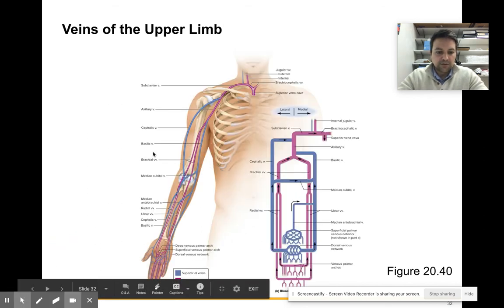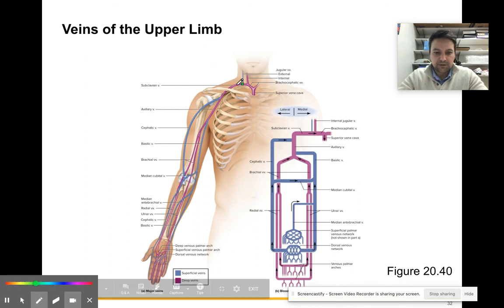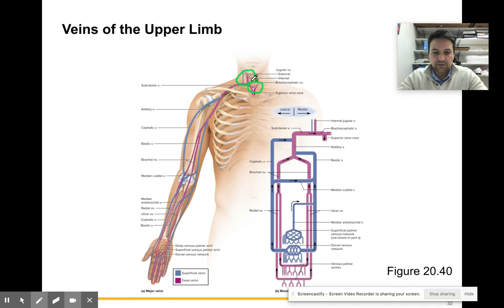Okay, as far as the venous system goes, it's going to be very similar. Once again, jugular veins, brachiocephalic veins. Here's my superior vena cava. Okay, subclavian vein, axillary vein. Instead of brachial, we have the cephalic vein. Okay, that's one name that changes.